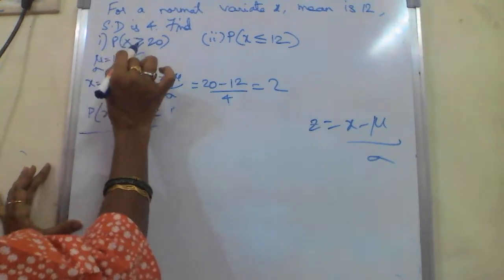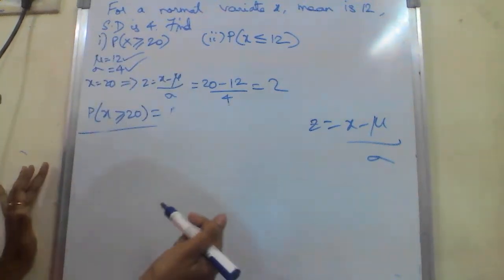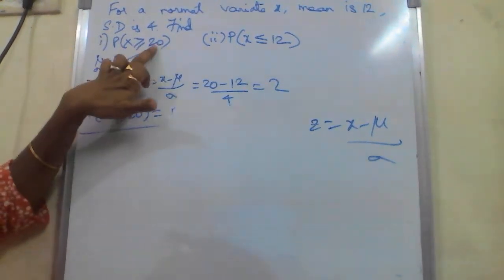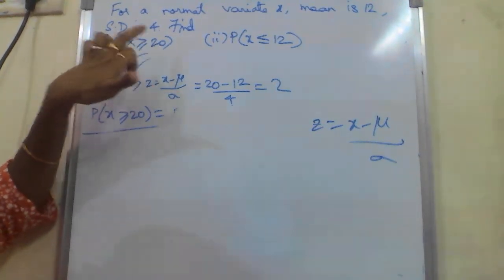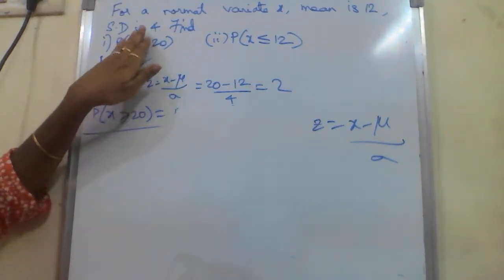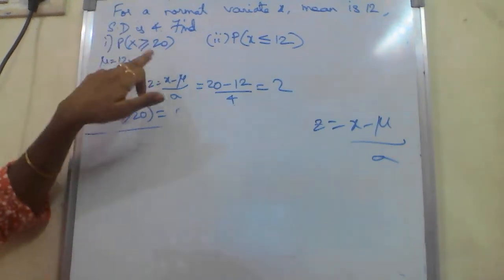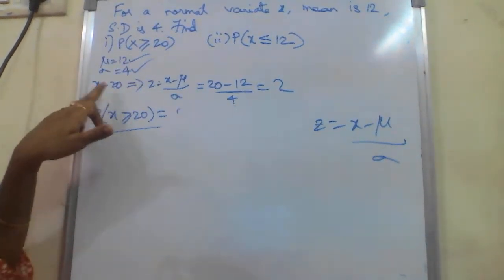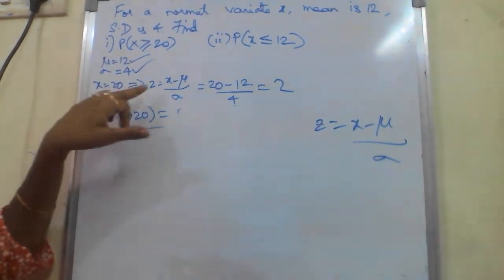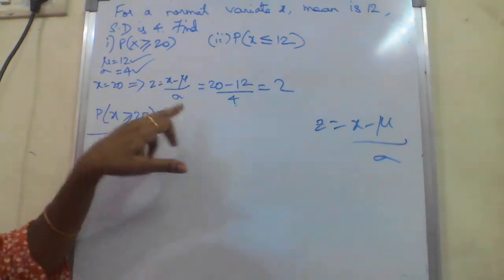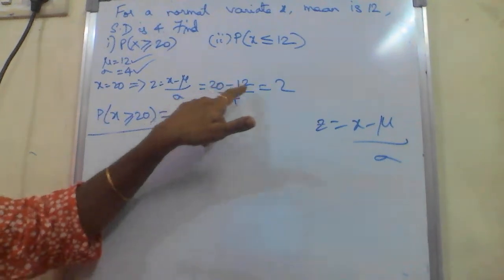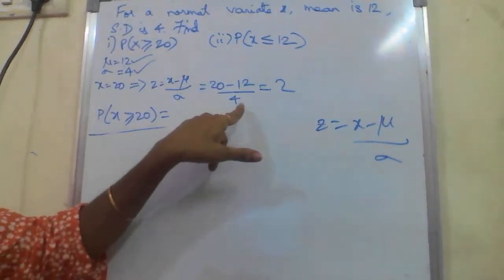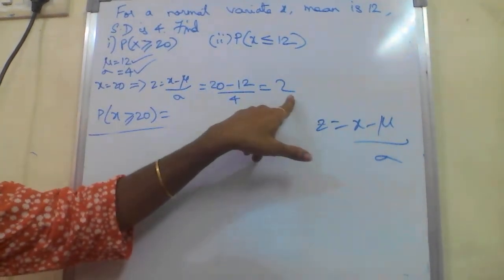This greater than or less than or equal to we will take later. Only whatever number he has given here, you consider this value as your x. Forget about the symbol he has given you. So first we'll take the x value as 20. So z equals (x minus mu) by sigma. Substituting the respective values, x is 20, minus mu is 12, by sigma is 4. We got it as 2.